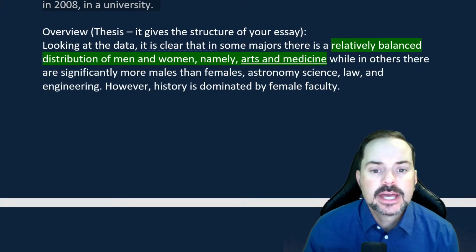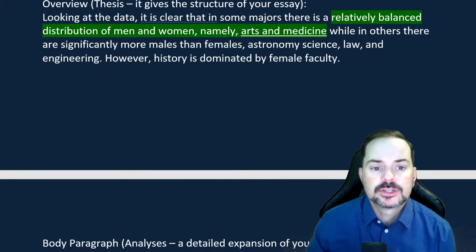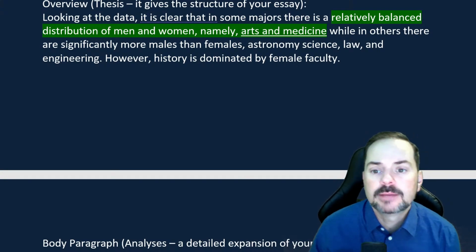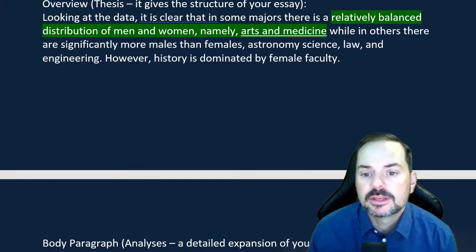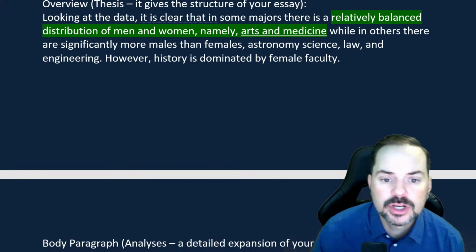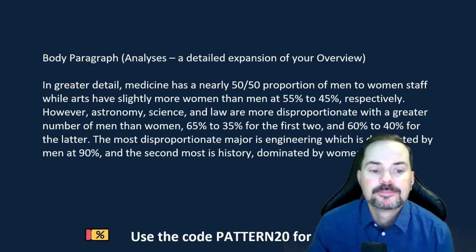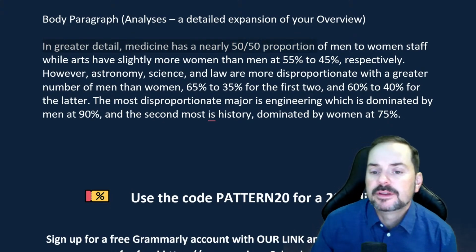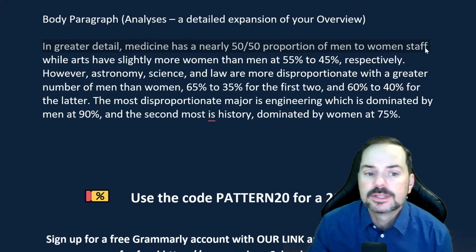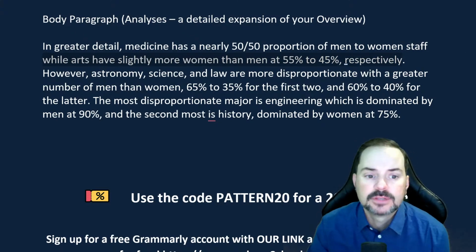Looking at the data, it is clear that in some majors there is a relatively balanced distribution of men and women, namely arts and medicine, while in others there are significantly more males than females: astronomy, science, law, and engineering. However, history is dominated by female faculty. In greater detail, medicine has a nearly 50-50 proportion of men to women staff, while arts have slightly more women than men at 55 to 45% respectively.